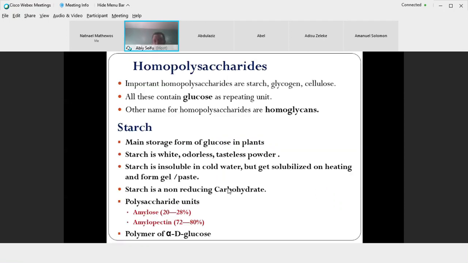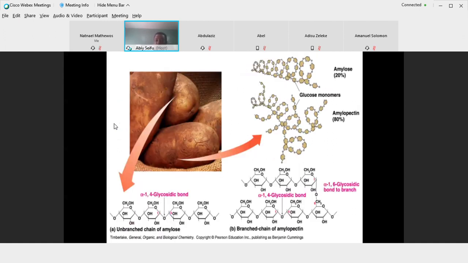Now let's see one by one. Homopolysaccharides, starch. As you know, starch is the main storage form of glucose in plants. And starch polysaccharide has two parts: one is amylose and the other is amylopectin, which is exclusively made from alpha-D-glucose. This is the structure of starch.